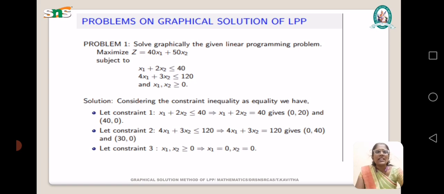The second constraint, 4x1 plus 3x2 less than or equal to 120, we take it as 4x1 plus 3x2 is equal to 120. First we put x1 as 0, therefore 3x2 is equal to 120, therefore x2 is equal to 40. The point is (0, 40). Then second, we put x2 as 0, therefore 4x1 is equal to 120, then x1 is equal to 30, therefore the point is (30, 0). For the constraint 2, the points are (0, 40) and (30, 0).